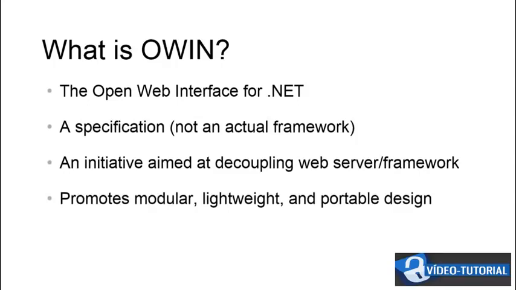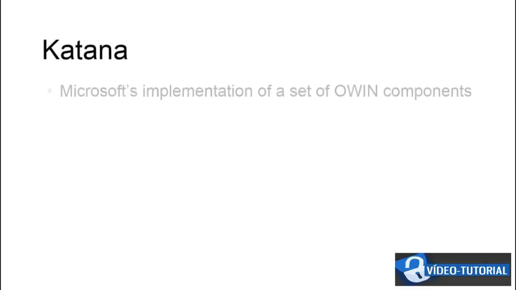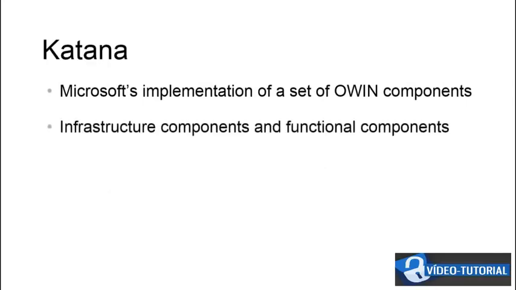These ideas are a bit abstract at first, but if you happen to be familiar with the architectural principles of something like Node.js, Rack, or WSGI, then you'll have a good starting point for understanding OWIN. Katana, on the other hand, represents an actual implementation of these concepts in the form of a collection of OWIN-based components. They include infrastructural components like hosts and servers, as well as functional components such as authentication modules.